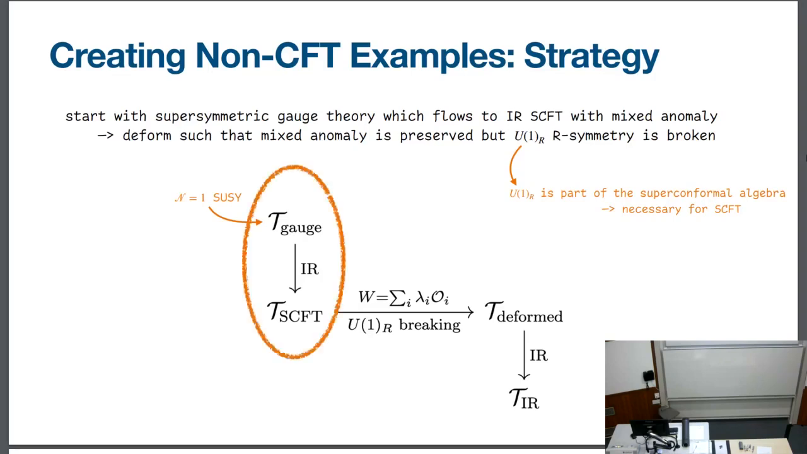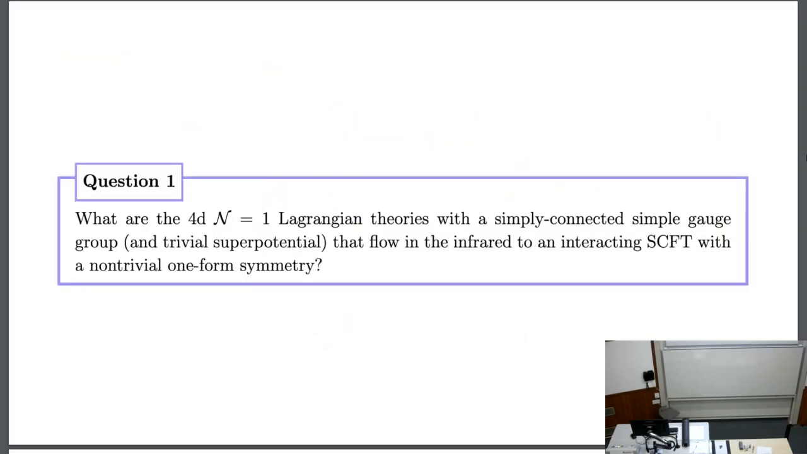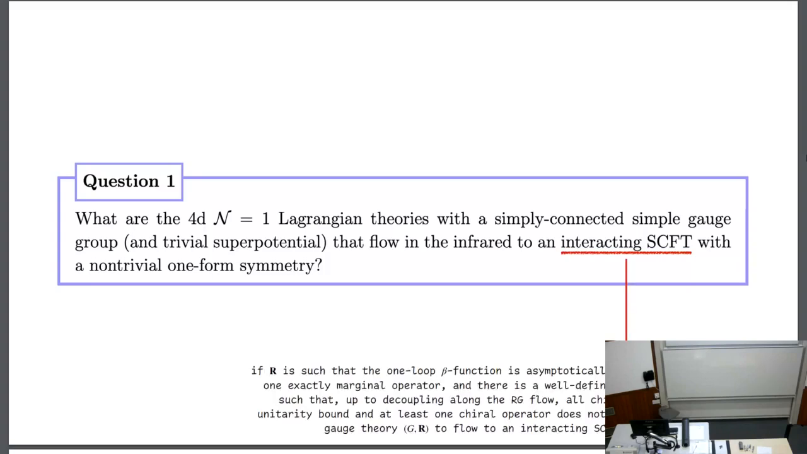Great. Yeah. So first we have to talk about this side of the story, and then look at the deformations. So I phrased this as a series of questions, which we will answer one after the other. So what are the 4D N=1 Lagrangian theories with simply connected simple gauge group that flow in the infrared to an interacting SCFT and with non-trivial one-form symmetry? So I don't have time to dwell on both of these points. So here's a very fast answer for when it's an infrared SCFT.